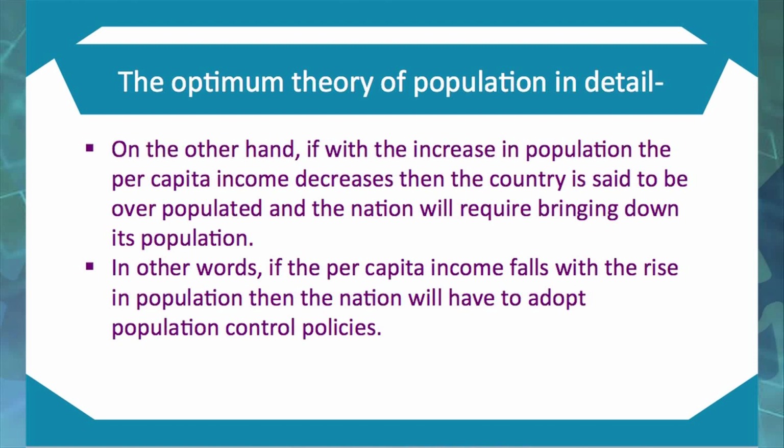On the other hand, if with the increase in population the per capita income decreases, then the country is said to be what? Overpopulated. And the nation will require bringing down its population. In other words, if the per capita income falls with the rise in population, then the nation will have to adopt population control measures or policies.